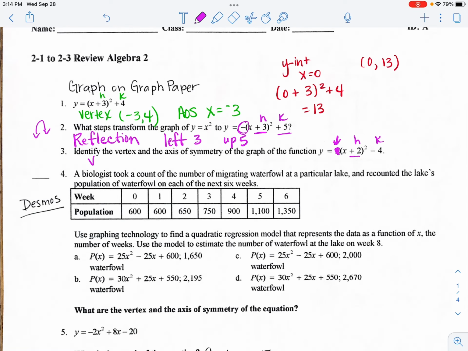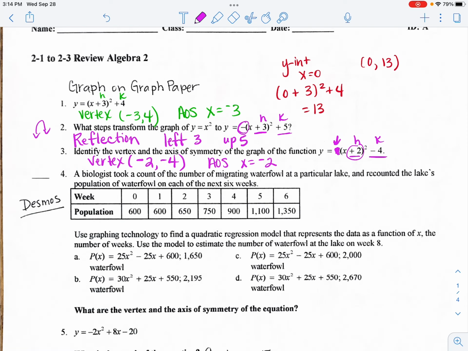So the vertex is the point negative 2 and negative 4. Remember, this is going to become a different sign, and this is going to stay what it is, negative 2, negative 4, which would then make the axis of symmetry x equals negative 2. Again, it is always the x coordinate of your vertex.